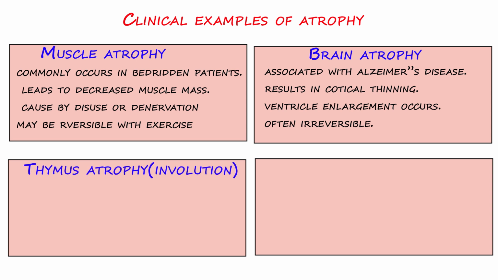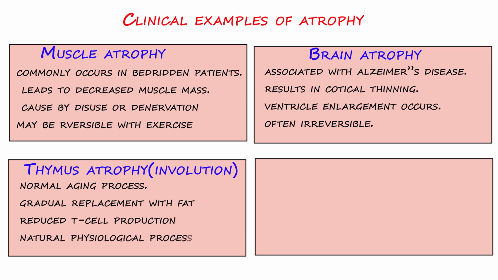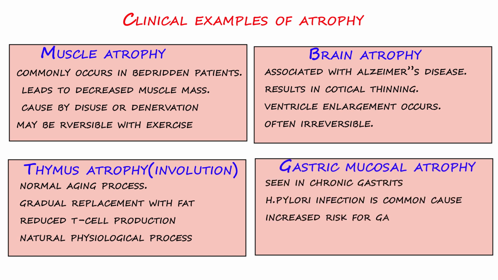Thymus atrophy, or involution, is actually a normal physiological process associated with aging. The thymus gradually reduces in size and is replaced by fat tissue, leading to decreased immune function. Gastric mucosal atrophy often develops in chronic gastritis, particularly with Helicobacter pylori infection. This condition increases the risk of gastric cancer and may be partially reversible if the underlying infection is treated.